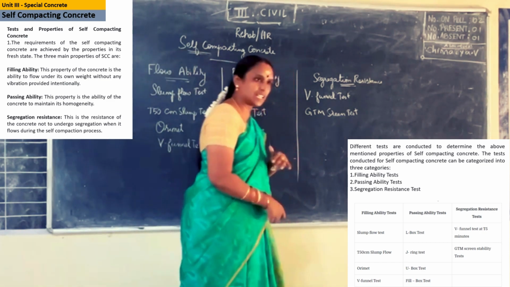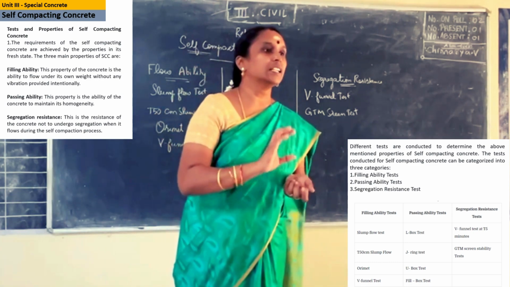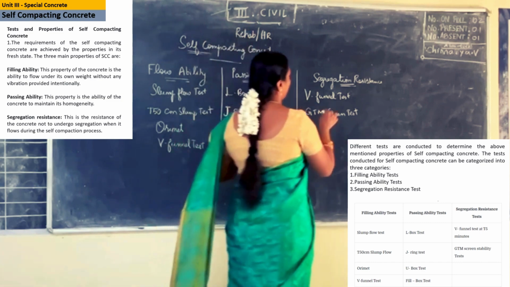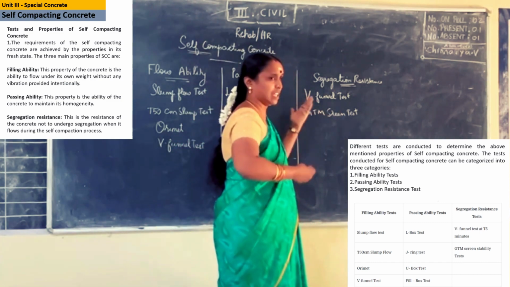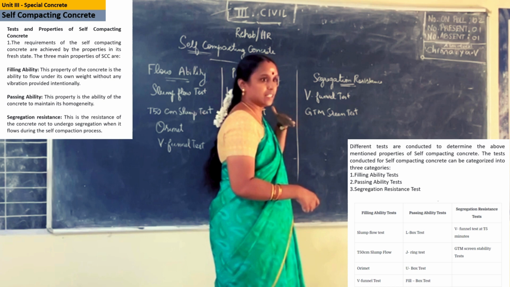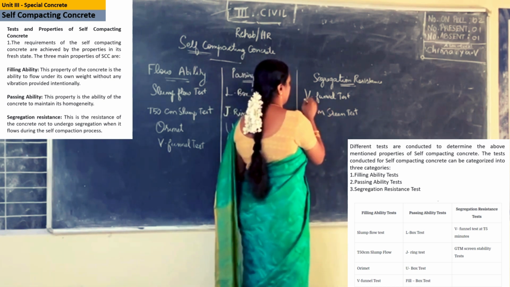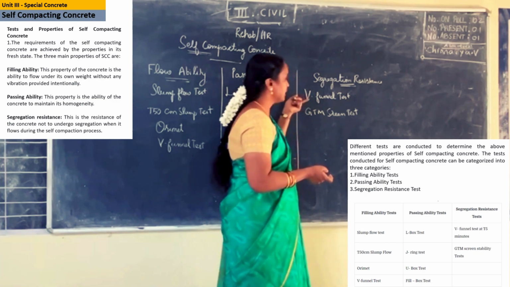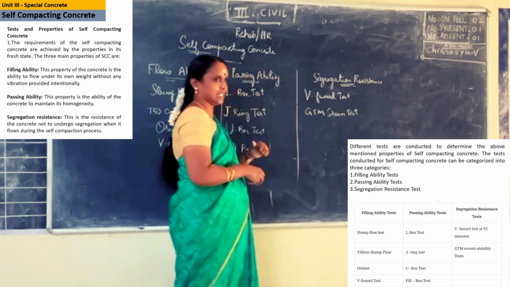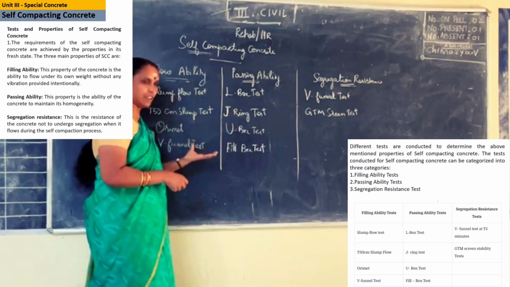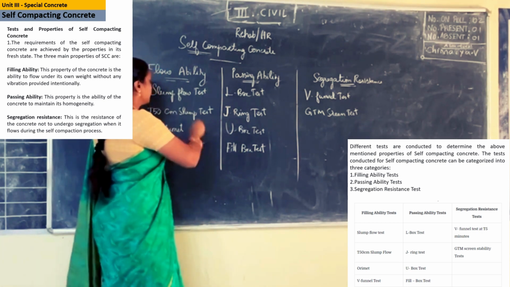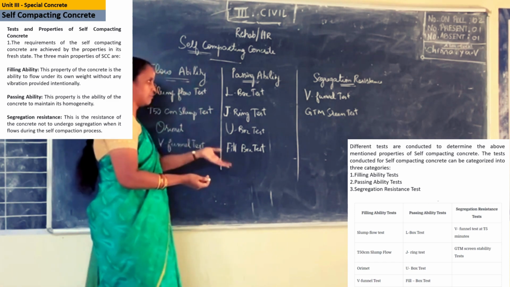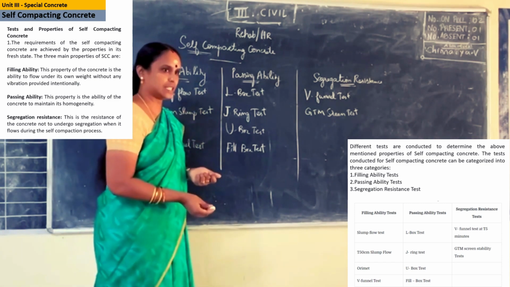And segregation resistance means that it should not get segregated during the process of placing. So to avoid that, certain measures are taken. We are using retarders, right? Retarders are being used for resisting the segregation. The tests used are the sieve segregation test and similar tests. Mostly in the laboratory, we have certain common tests that will be performed, and the laboratories are on the site.